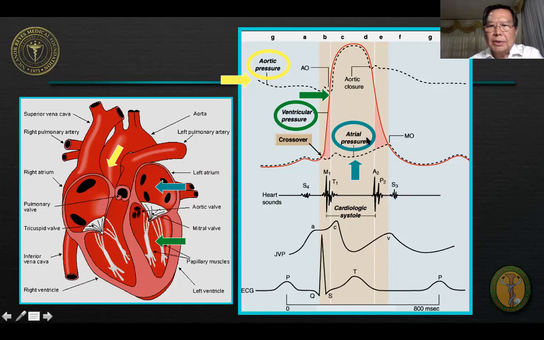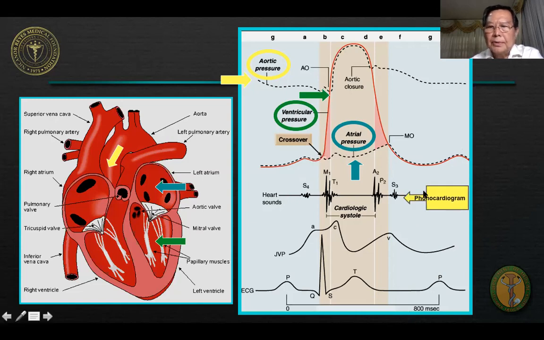So these are your atrial pressure, specifically that of the left atrium. Worthy of note is the fact that basically the pressure inside the left atria or left atrium is quite low. And again, take note that at diastole, the pressure in both the left ventricle and the left atrium are the same. Okay.